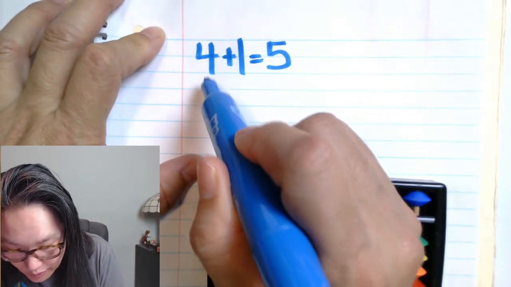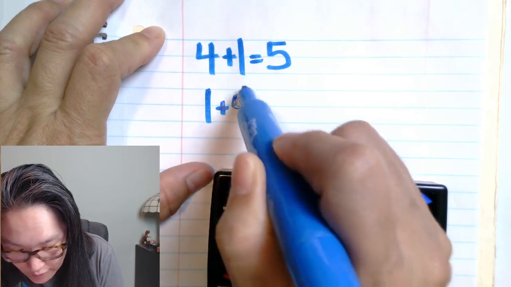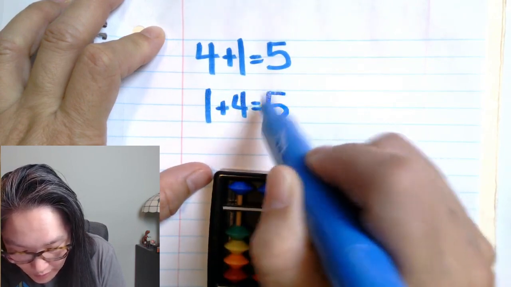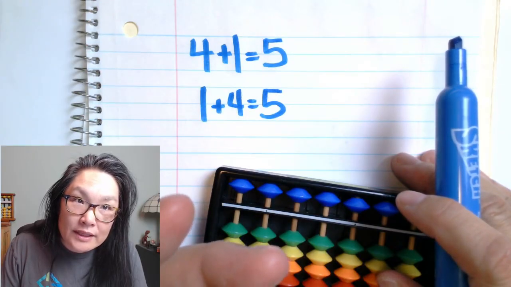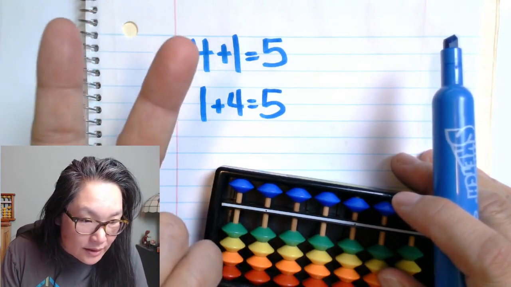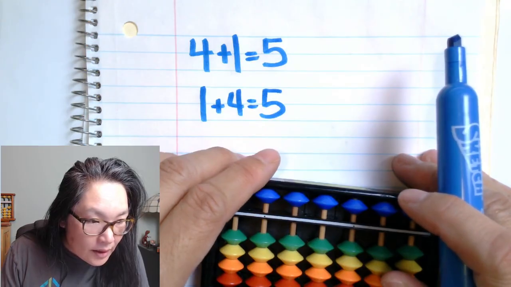So then the other one we're doing is 1 plus 4 is equal to 5. Why are we doing this? Because this is the commutative property.